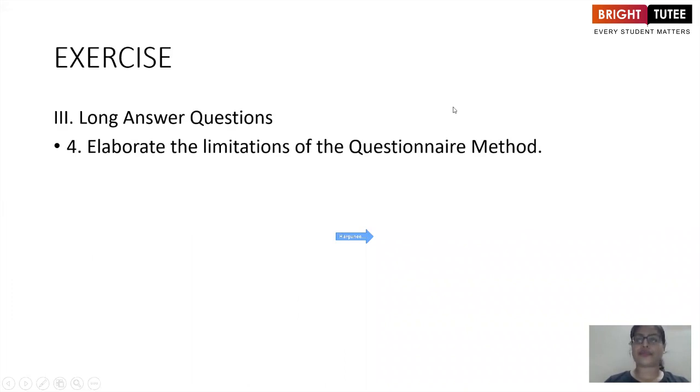Now, towards the end of the chapter, you have a certain exercise which is given. Under the category of long answer questions, there is question number 4, which says elaborate the limitations of the questionnaire method. So you can watch this video again, and you'll get a better clarity on how to deal with this question.